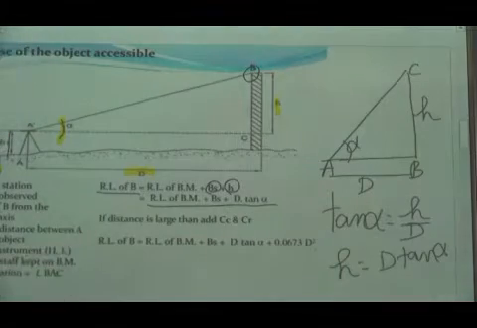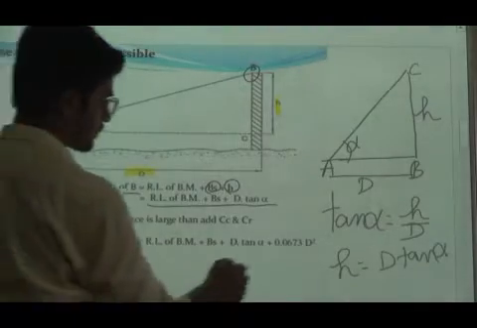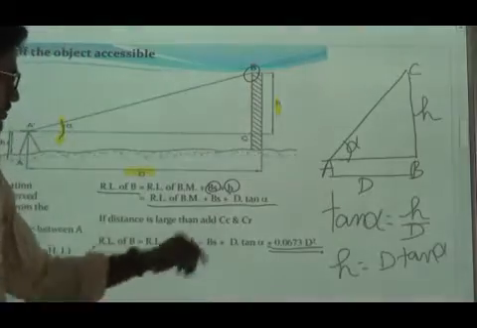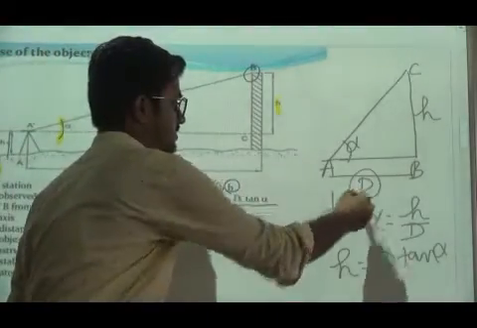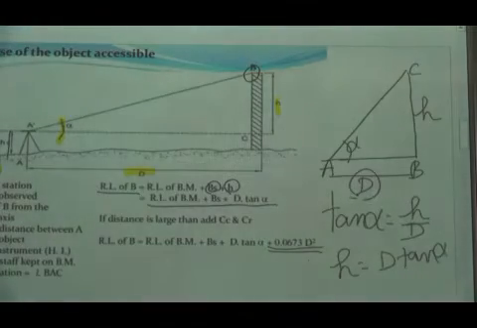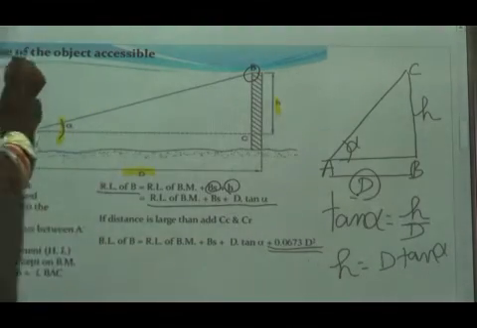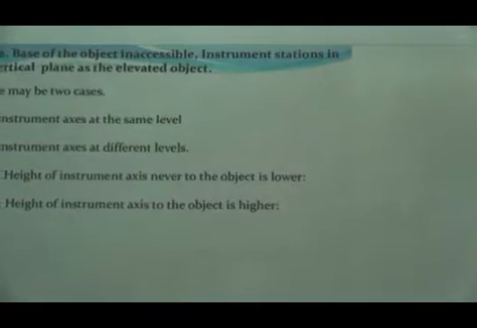If the distance is large, as I told earlier, if the distance D is higher, in this case we have to add a combined correction of 0.0673 D square. Here D is the distance. I hope this topic is clear, where the base of the object is accessible. Going to the next topic.